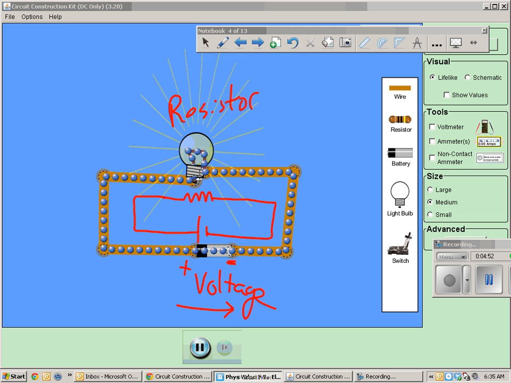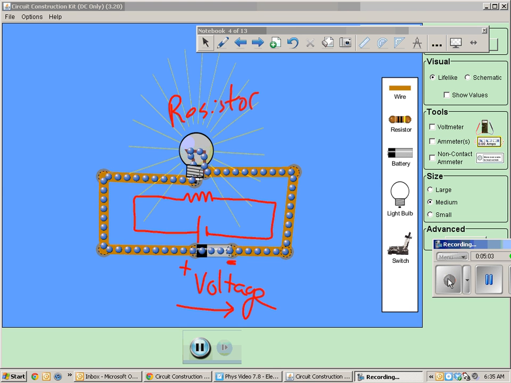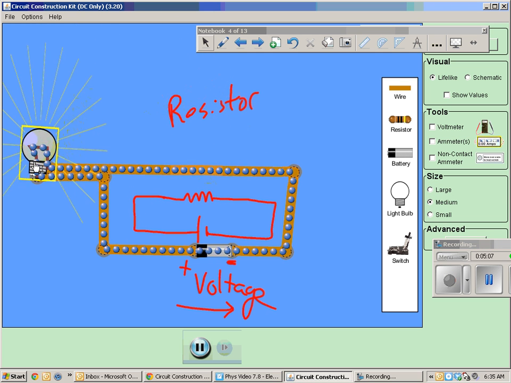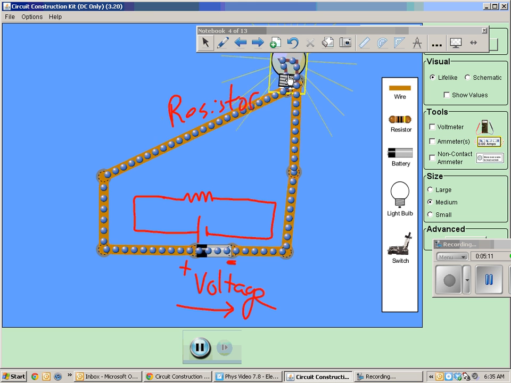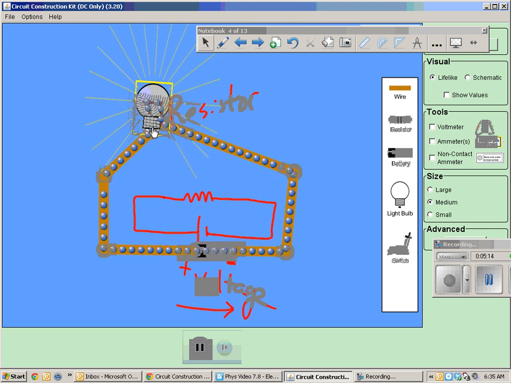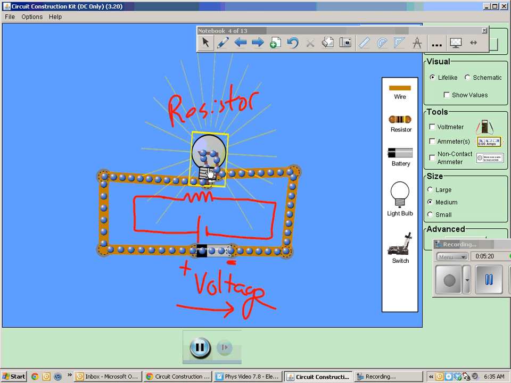It's also worth noting that it doesn't matter where the light bulb is. I'm not going to worry about trying to rebuild this, but I can do this. None of this matters because no matter where I put the light bulb in the circuit, the electrons have to go out of the battery, through the bulb, and then back. So there we go.